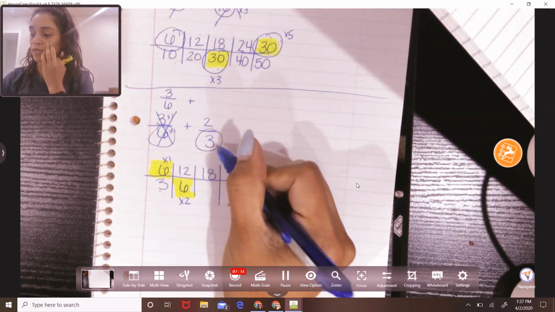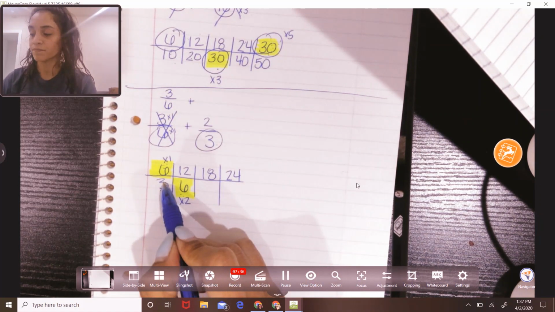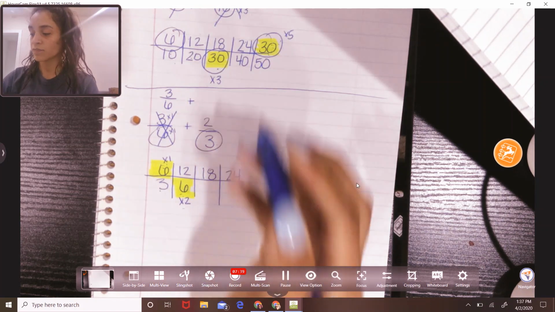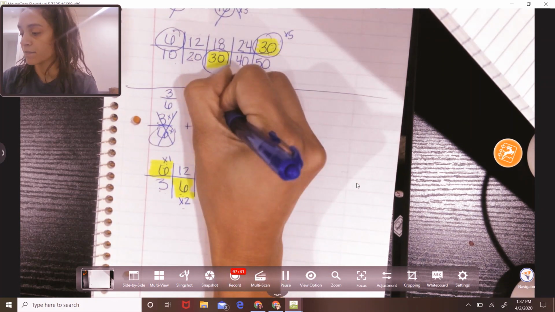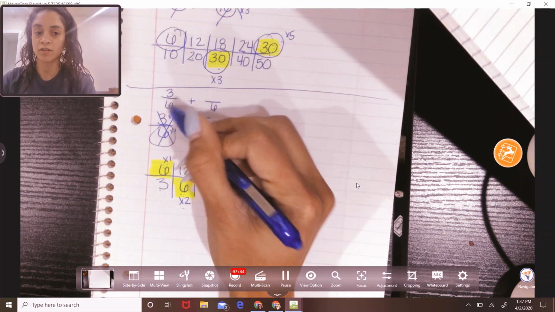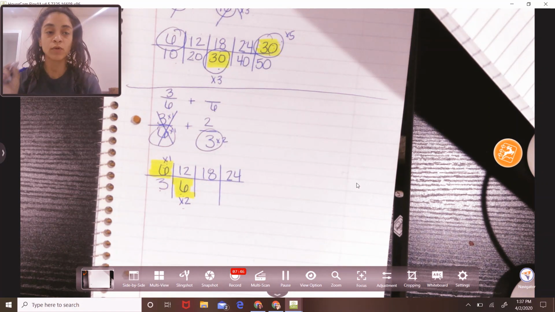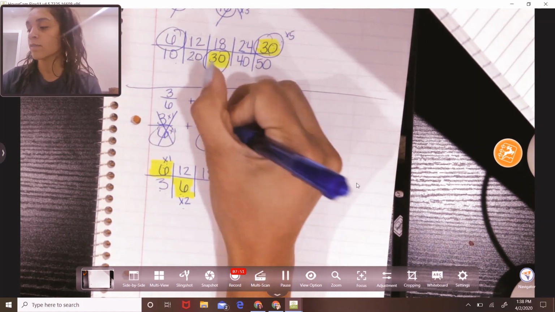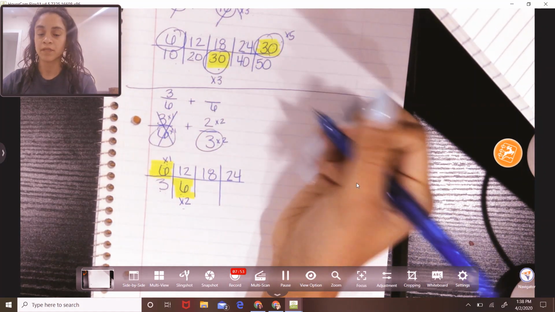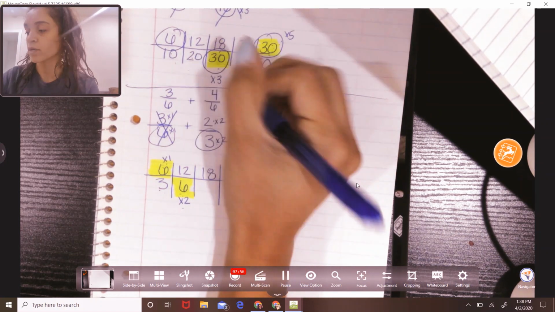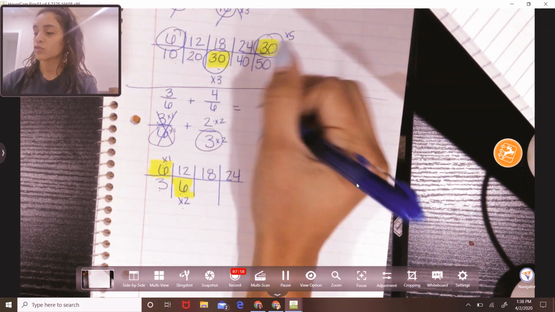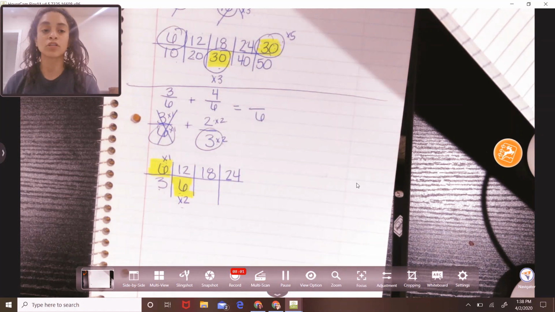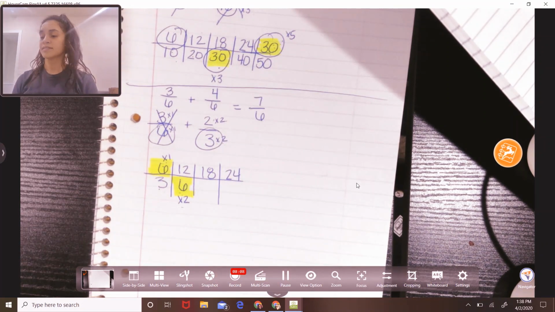Plus, okay, so here I have my 3. So I go to my 3 side, and I have times 2. So I know I had to multiply by 2 to get the same denominator. That's pretty much what our goal is. We want to get the same denominator. Okay? So if I multiply by 2 down here, you're going to multiply by 2 on the top. 2 times 2 is 4. Now I'm ready to add. So remember, your denominator stays the same. And now you add 3 plus 4, which gets you 7 out of 6.